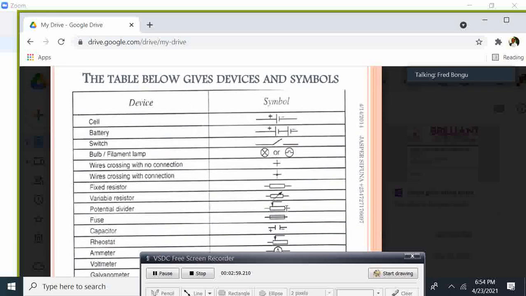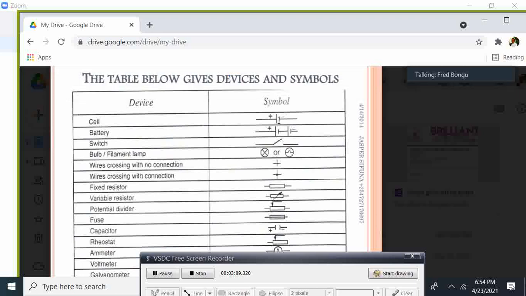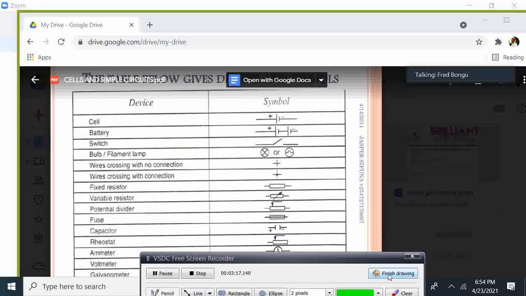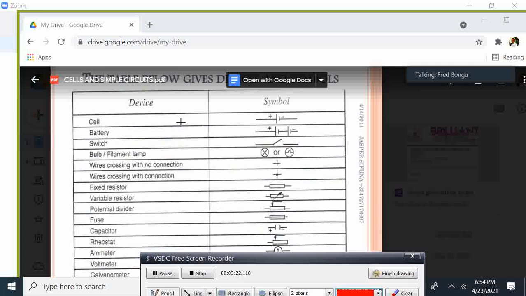Now, these are some of the symbols for gadgets. When we have a cell, we represent it with a long stick and a short stick. Those are strokes, a positive and a negative. A battery normally contains more than one cell. Because it contains more than one cell, we are not going to draw several cells. So you draw one positive, then one negative, then you put a long dash, meaning several cells, then you continue. This means this is a battery. A battery is normally 12 volts.